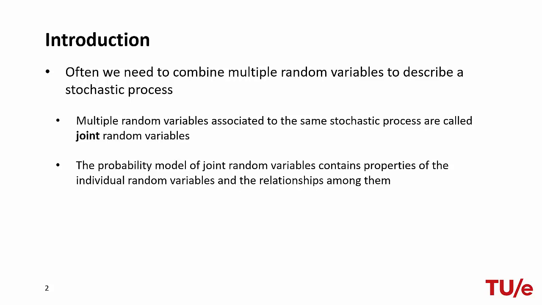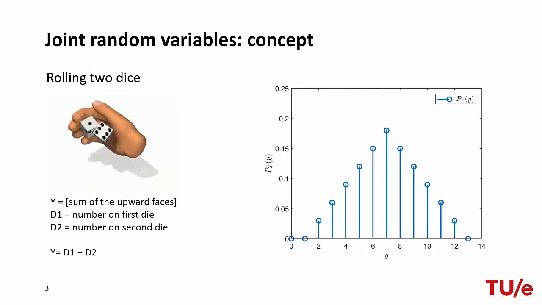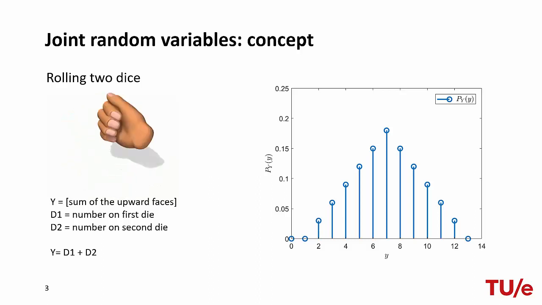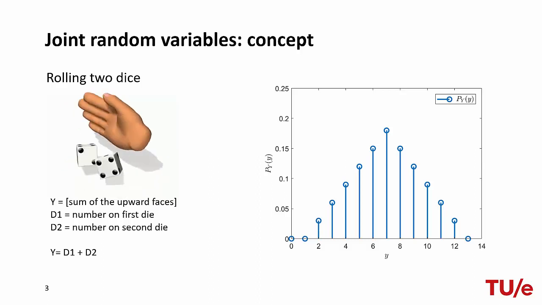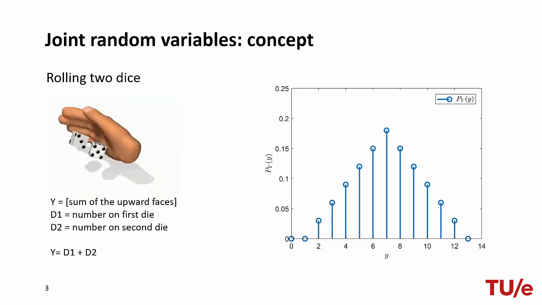The probability model of joint random variables needs to contain both the properties of the individual random variables as well as the relationship between them. In a previous screencast, we discussed the example of a random process described by multiple random variables. This was the process of rolling two dice and looking at the sum on the upward faces. We called d1 and d2 the random variables represented by the numbers on the first and second die, and y the sum of d1 and d2. However, in that case, we were only interested in random variable y, so a single random variable was sufficient.